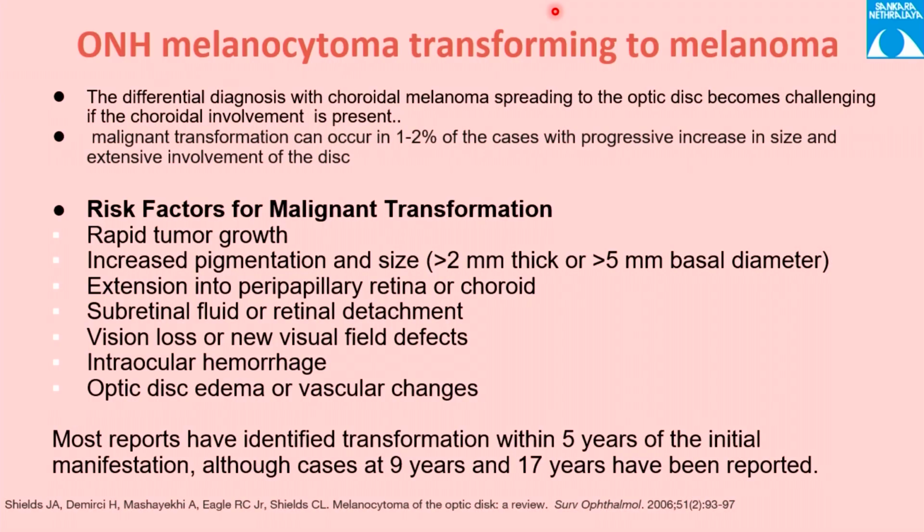Optic nerve head melanocytoma transforming to a melanoma. The differential, when it presents like this with a choroidal melanoma, becomes very challenging. The malignant transformation occurs in around 1 to 2% of cases with progressive increase in size and extensive involvement of the disc. Risk factors for malignant transformation include rapid tumor growth, increased pigmentation, size more than 2 mm, extension into the peripapillary retina, choroid, subretinal fluid, vision loss, intraocular hemorrhage, and optic disc edema. Many reports have identified transformation within 5 years of the initial manifestation, although it can appear even after 17 years.